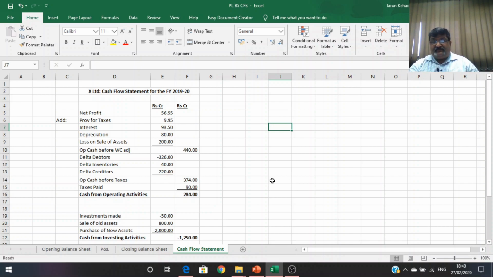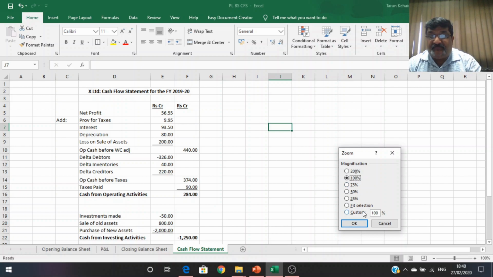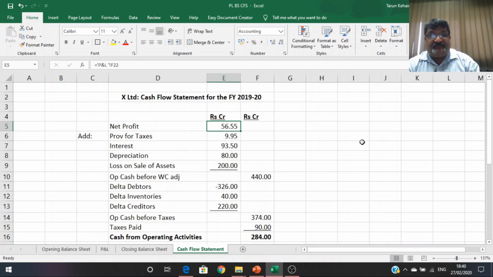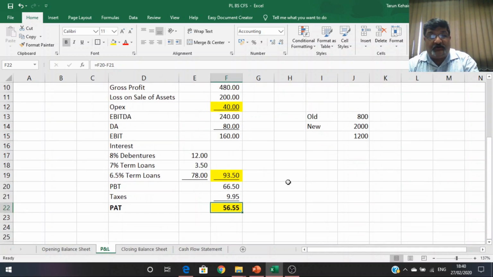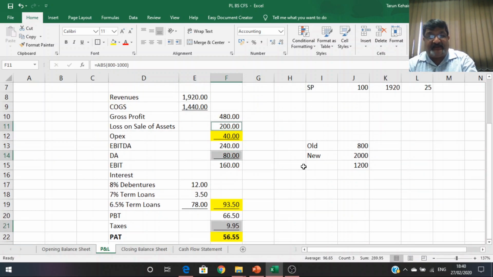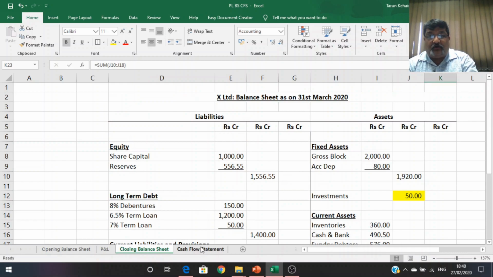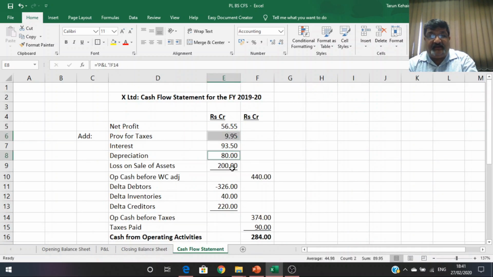So it's quite logical that we start with the net profit for this particular year. We just saw that the net profit was 56.55 crores. But when you arrived at this net profit, there were some non-cash adjustments in your P&L, which reduced your profits but not your cash balances. Those were the taxes of 9.95, which was a provision you made, so a non-cash adjustment, a depreciation adjustment of 80 crores, and a loss on sale of assets of 200 crores. So I add all of these back here, 9.95, 80, and 200, because these are non-cash adjustments.